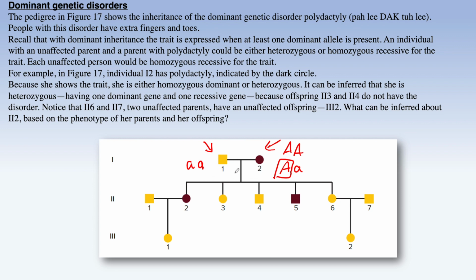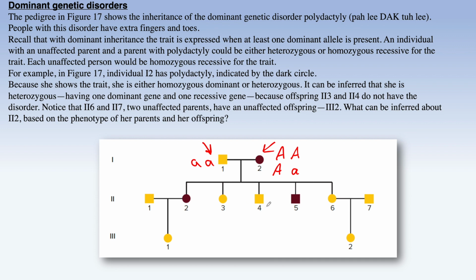Okay, look at their kids. Their kids are only 2, 3, 4, 5, and 6. For 7, this is the husband of 6. For 1, this is the husband of 2. Now, we have 2 and 5 affected. What does that mean? That means they took the recessive allele from their father, and they took from their mother what? The dominant. That's why 2 and 5 are affected.